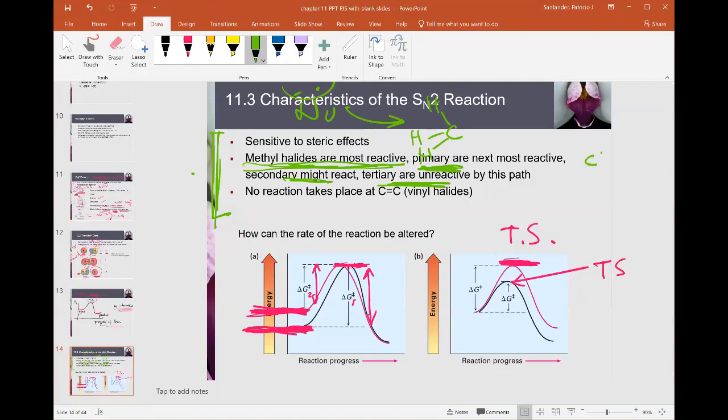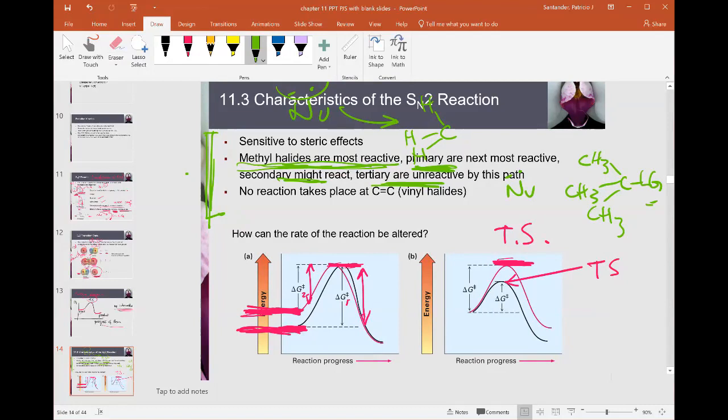Think about this. If I have three methyl groups attached to that carbon, the approach of the nucleophile, here I have my leaving group. So even if I have a good leaving group, right, the approach of the nucleophile is going to be fairly difficult. So that's why the reaction will be fairly slow. And reaction with alkenyl systems, carbon-carbon double bonds, or with aromatic systems is zero. There is no reaction at all. Okay, I'll stop here and we continue later.